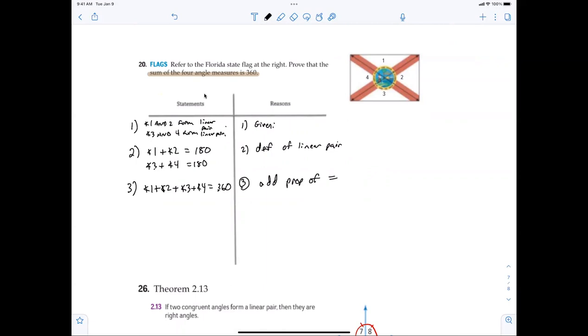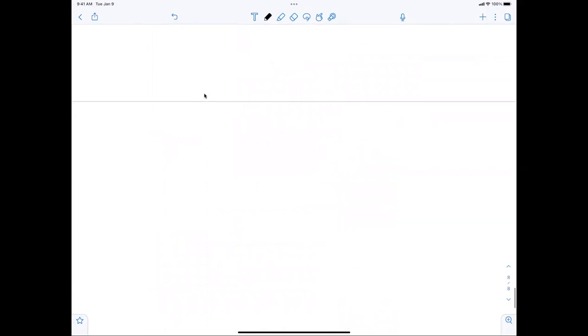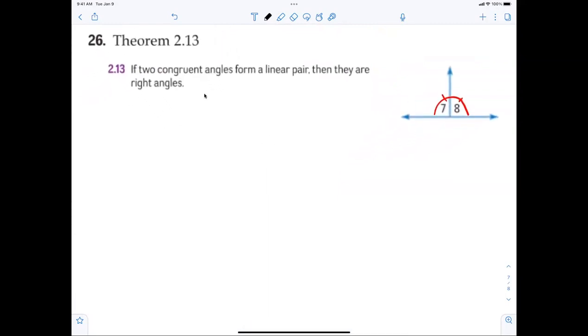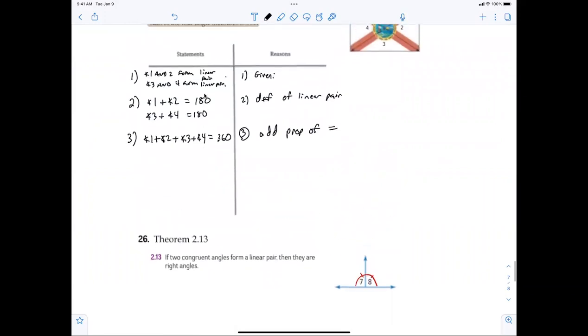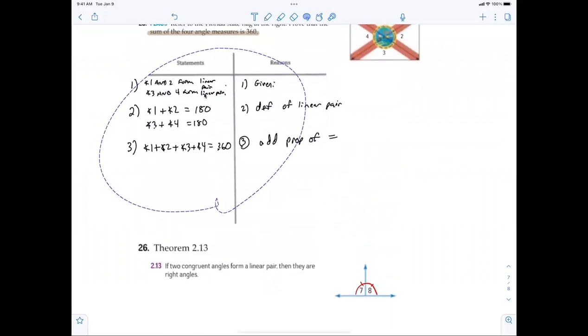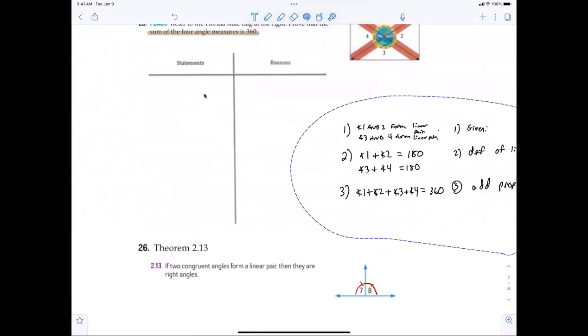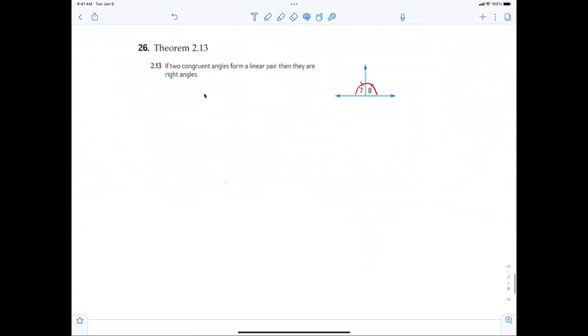Short, little easy proofs here. All right, let me see about the next one. Oh, I only have one more, right? Oh, that's pretty good. Oh, and I didn't write the statement and reason down. I don't know why I didn't do that for you.